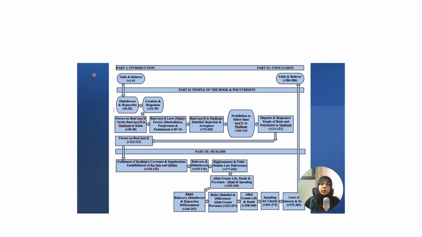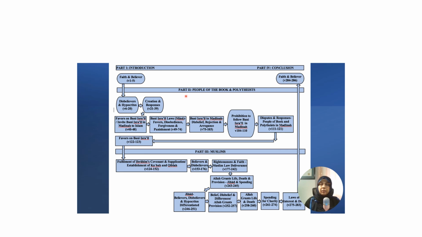So the surah starts and ends in the same way, as I've labeled it as part 1, introduction, and part 4, conclusion, to show the largest ring structure. So the first few verses of this surah start with faith and the believer and end the same way with verses on faith and the believer.